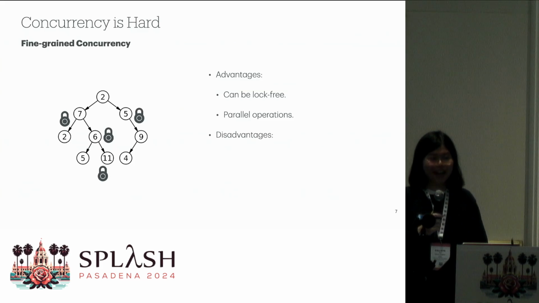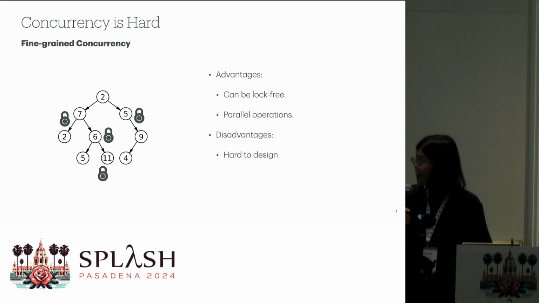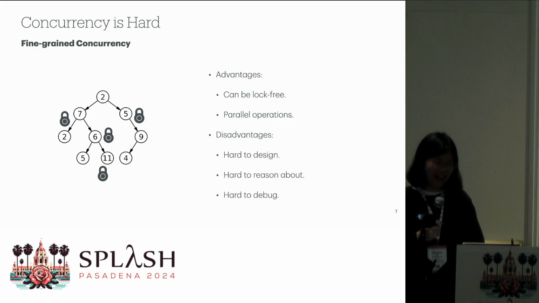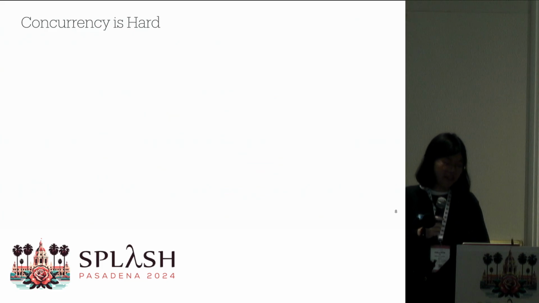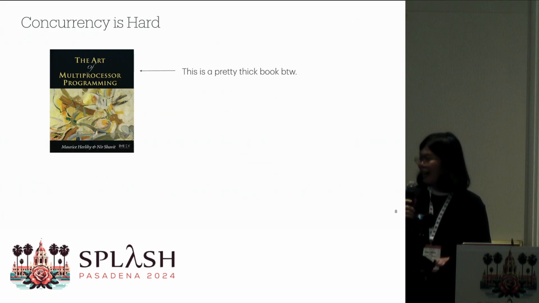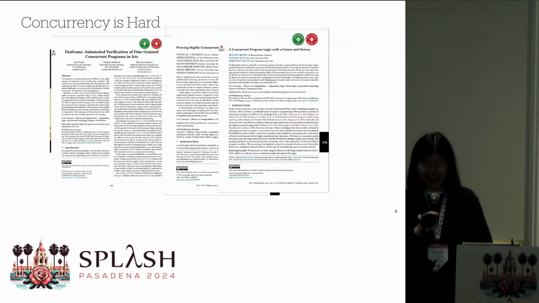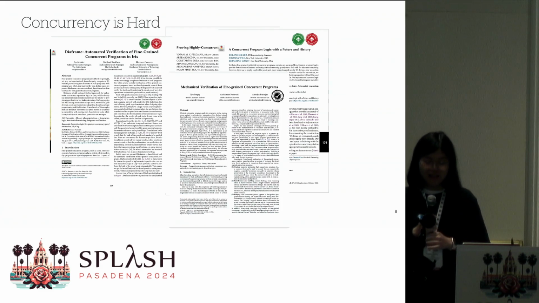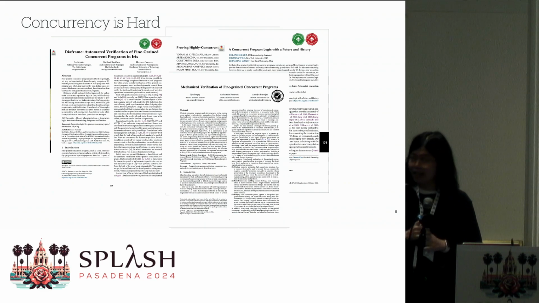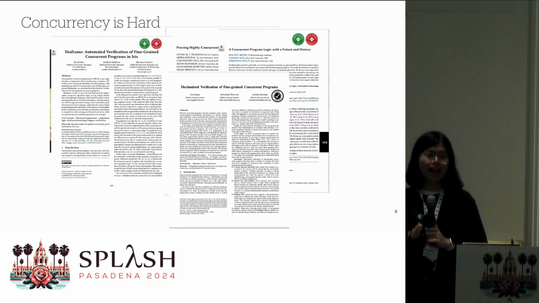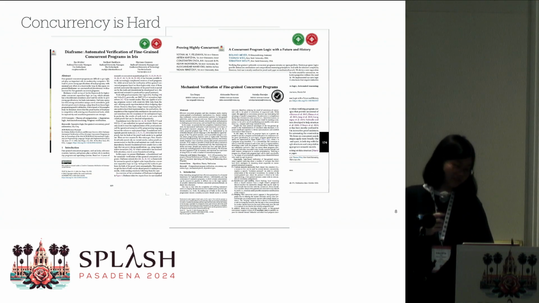But of course, we have disadvantages as usual. It is hard to design, it's hard to reason about, and it is hard to debug with non-deterministic bugs. So it's really not easy. People write entire books on how to make these things. And in terms of reasoning, their formal verification is still a very active field of research. So is there an easier way to get a decently performing concurrent data structure, but at a lesser design cost?